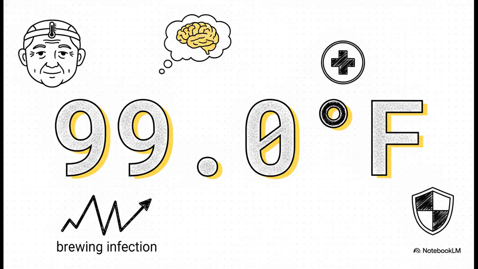And speaking of fevers, you see this number, 99.0, and you probably think, meh, no big deal. But hold on. For an 80-year-old whose normal baseline temperature might be closer to 97, this is a huge jump. This could be the only real clue you get that a serious infection is brewing. So please, never ever write off a low-grade temp.